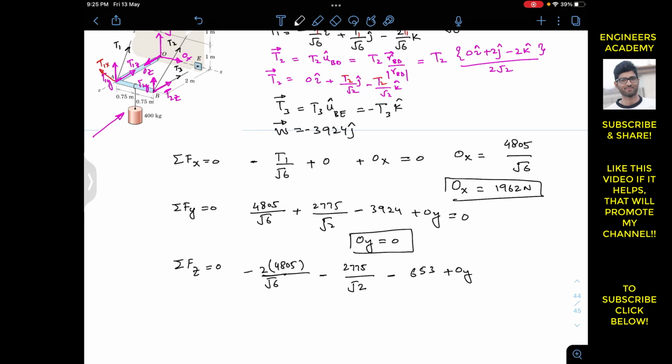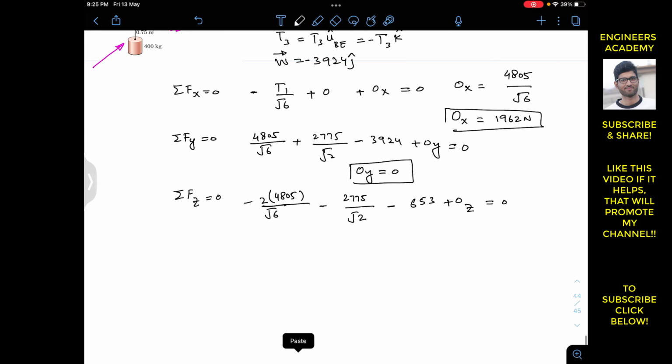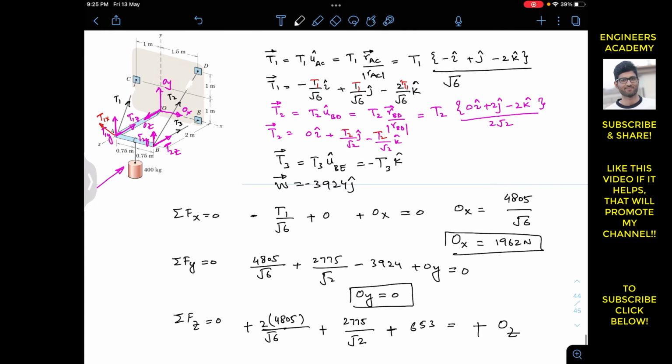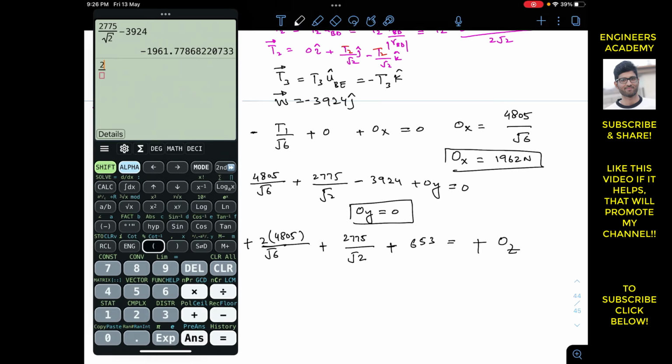Then we will have OZ. OZ is acting in the z direction, so this is plus OZ, and this will be equal to 0. So from this, if I bring OZ to the other side of the equation, we will have minus OZ, and if we multiply this whole equation with minus, this will become positive, and similarly the other terms will become positive. So this gives us OZ equal to 6538 newtons approximately.